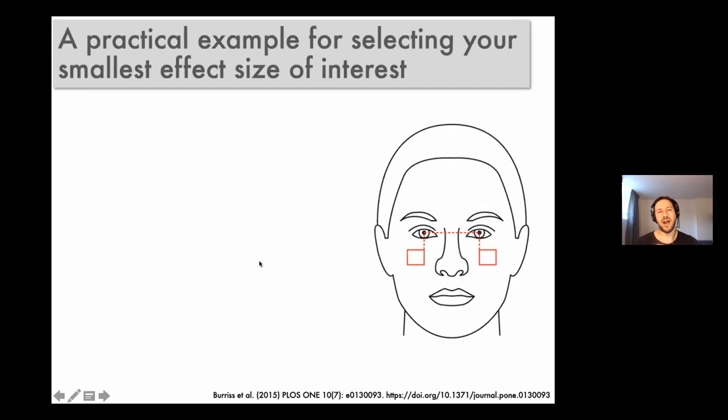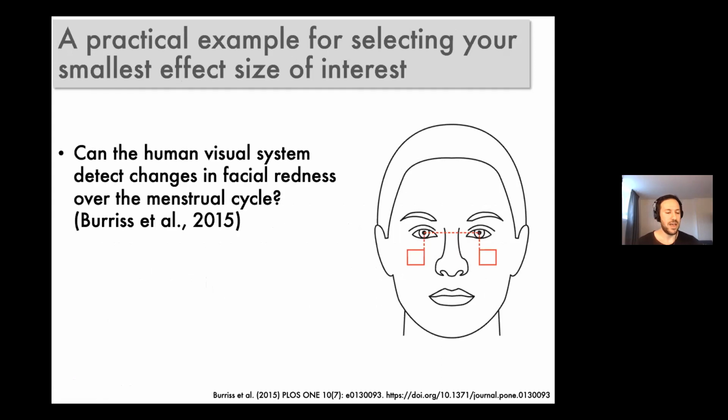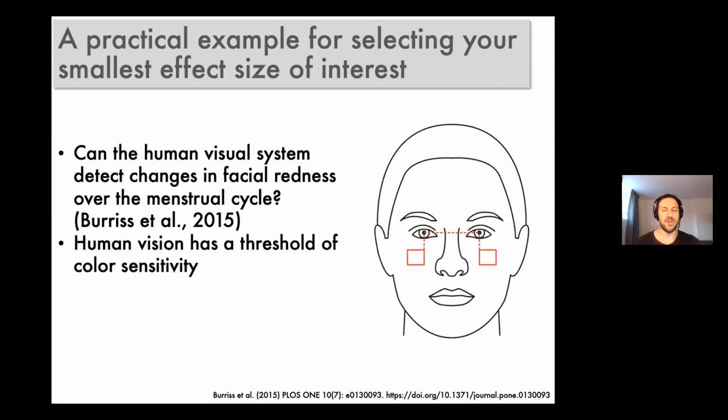Now, here is a practical example of how to select your smallest effect size of interest. There was a study done a couple of years ago, and it was asking the question, can the human visual system detect changes in facial redness over the menstrual cycle? And the thing when it comes to the smallest effect size of interest is that human vision actually has a specific threshold of color sensitivity.